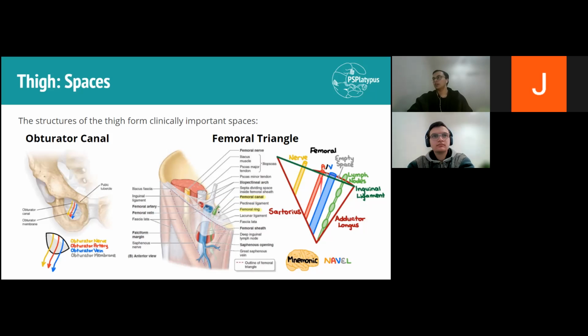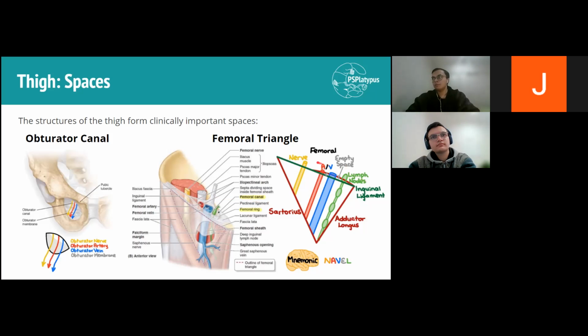Now, if you look over here on the right, I've got that structure laid out for you. So you've got the nerve, then you've got the artery, the vein, and then you've got some empty space here, which is kind of important to keep in mind in terms of the order of those structures. But you've got an empty space followed by the lymph nodes on the right there.